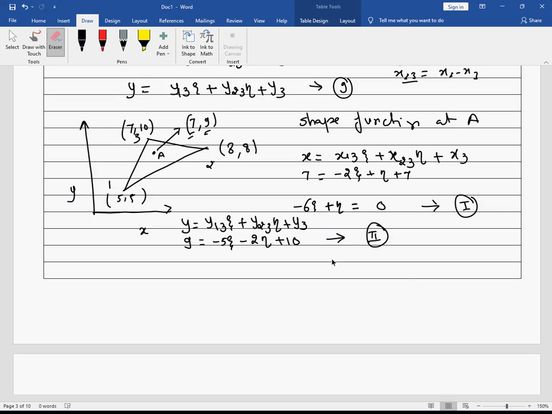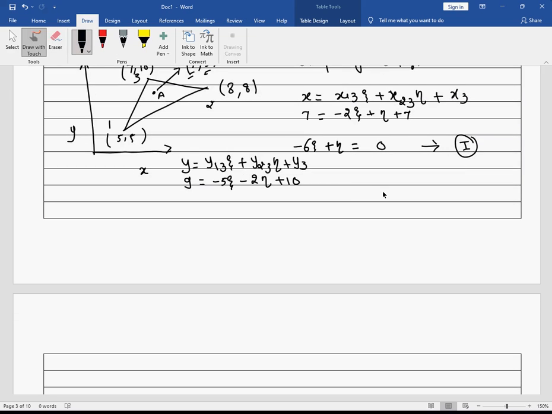I need to simplify it first. So from this I can write minus 5 zeta minus 2 eta is equal to minus 1. This is what I can write. So if these equations are clear, solve this and let me know zeta and eta.